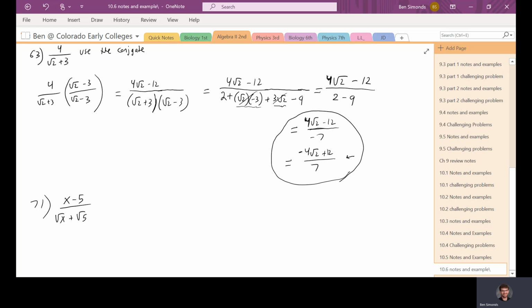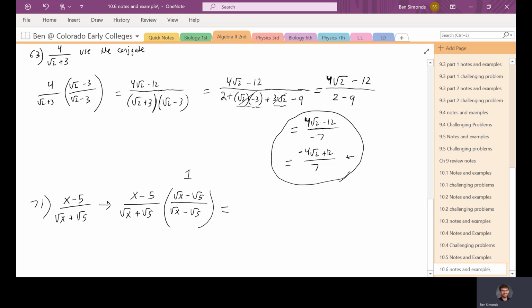So, again, let's multiply by the conjugate. So x minus 5 divided by root x plus root 5 times root x minus root 5 divided by root x minus root 5. Right? So this is just 1. It just is a 1 in disguise in order to help us out.